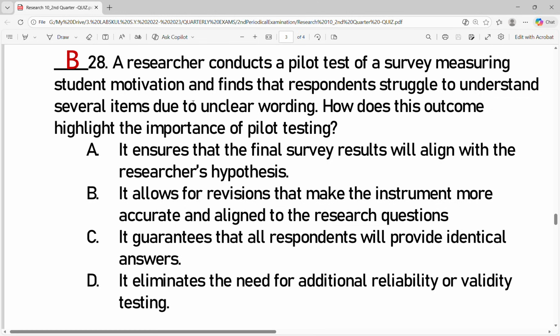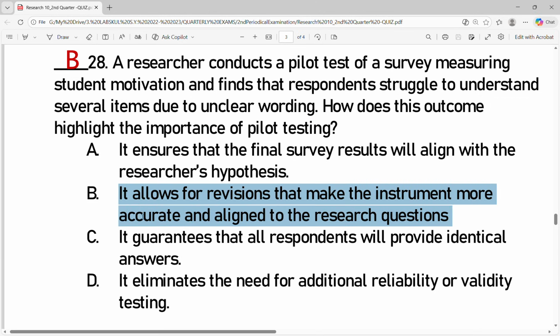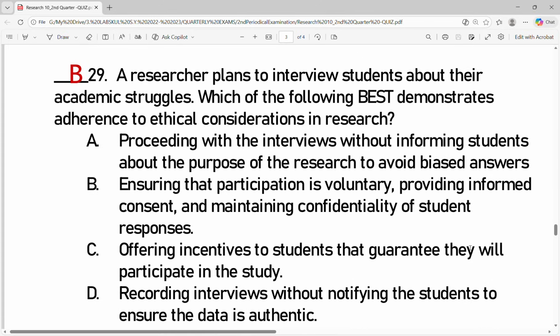28. A researcher conducts a pilot test of a survey measuring student motivation and finds that respondents struggle to understand several items due to unclear wording. How does this outcome highlight the importance of pilot testing? So the answer here is letter B. It allows for revision that makes the instrument more accurate and aligned to the research questions. So now let's proceed to 29.